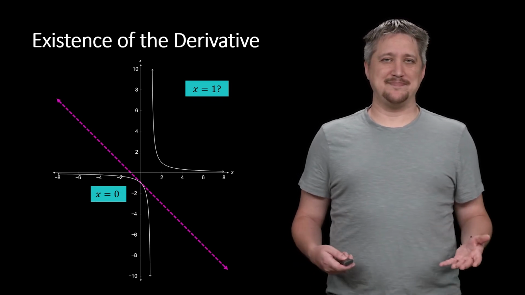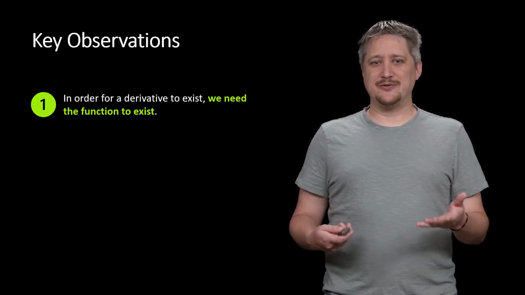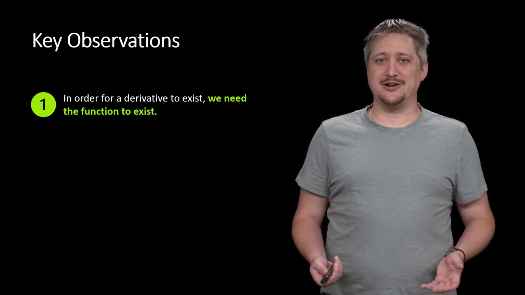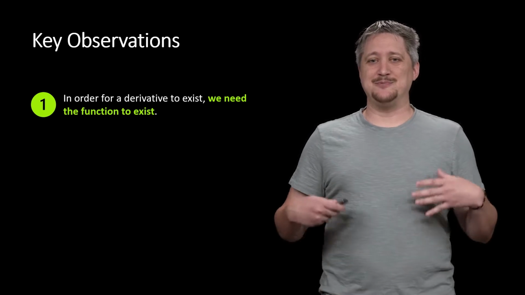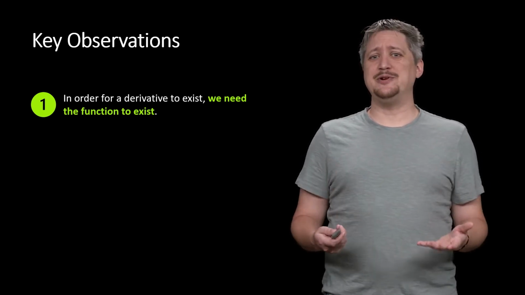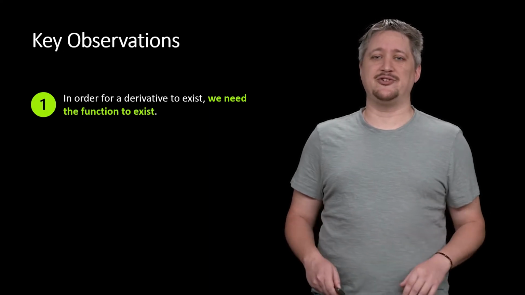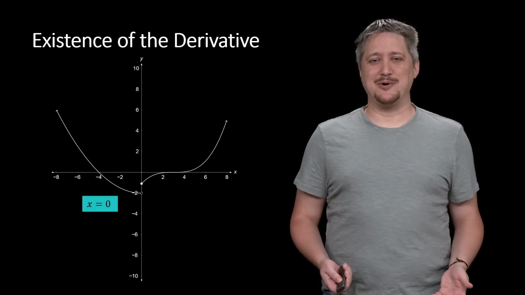This is an obvious but important thing to make note of: in order for the derivative to exist, we need the function to exist. It's hard to be tangent to a graph when the graph isn't there. So first, we need the graph to have that point on there so that we can actually be tangent. Unsurprisingly, that's maybe not quite enough.